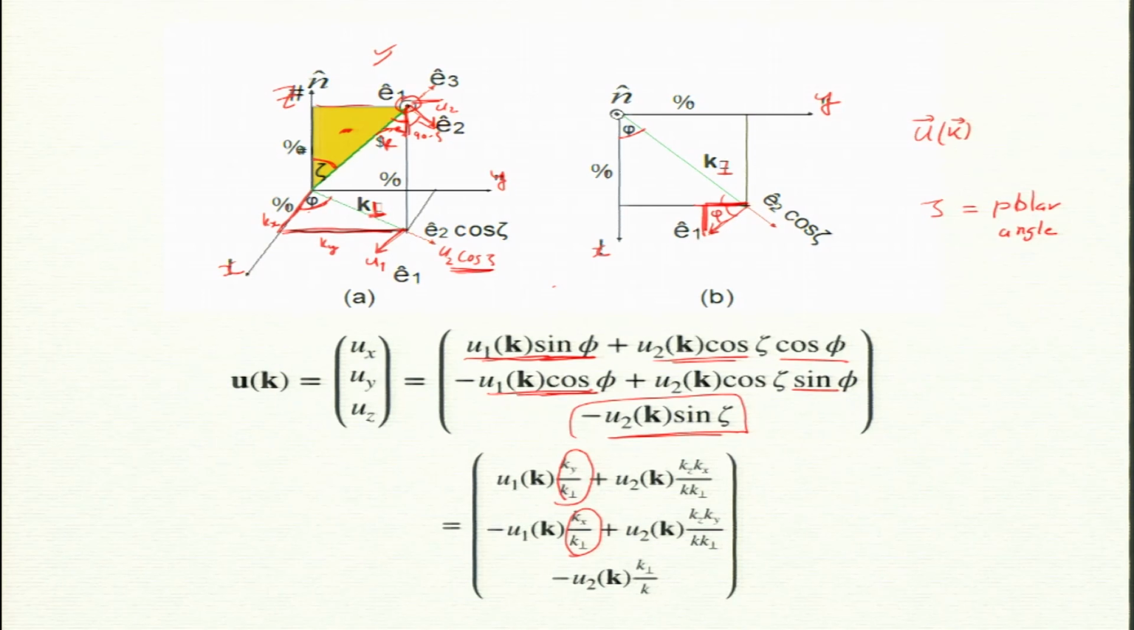Sin zeta is this k perp by k. This vector is k perp, so k perp by the k vector will give you sin zeta. Okay. So, this algebra is straightforward, but you should know how to convert this.